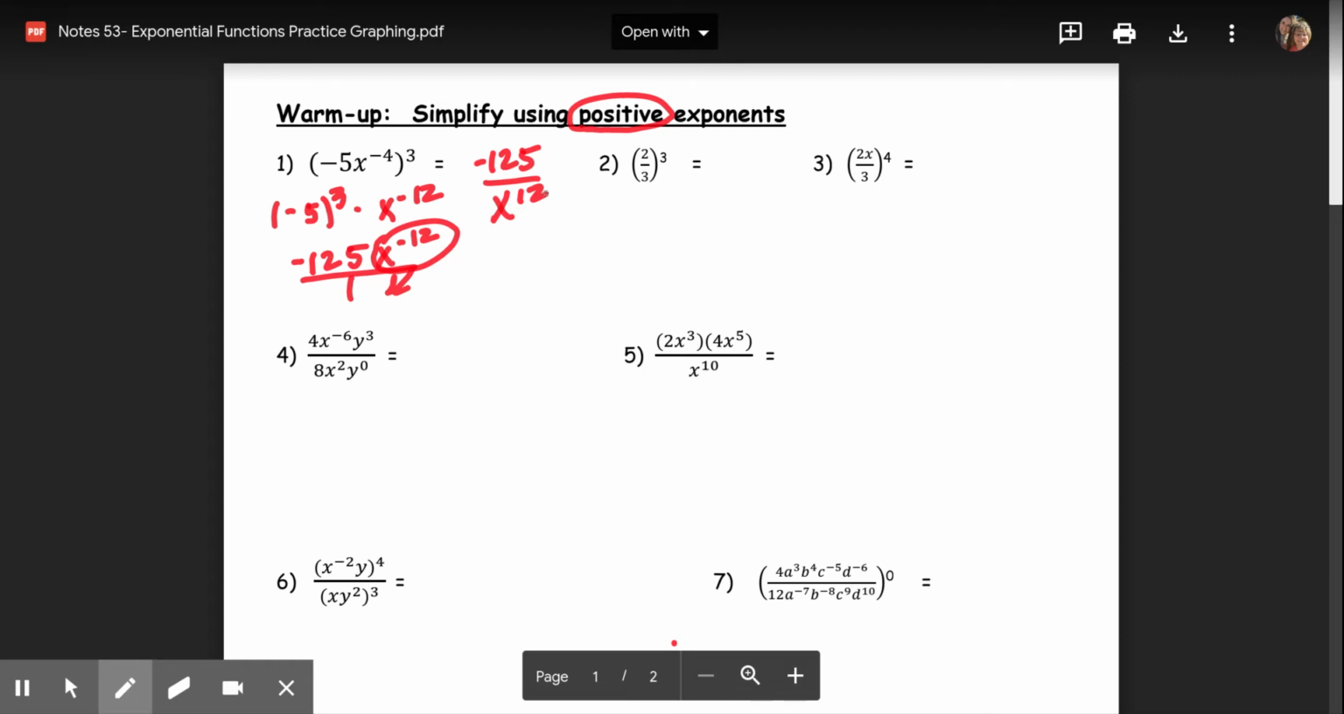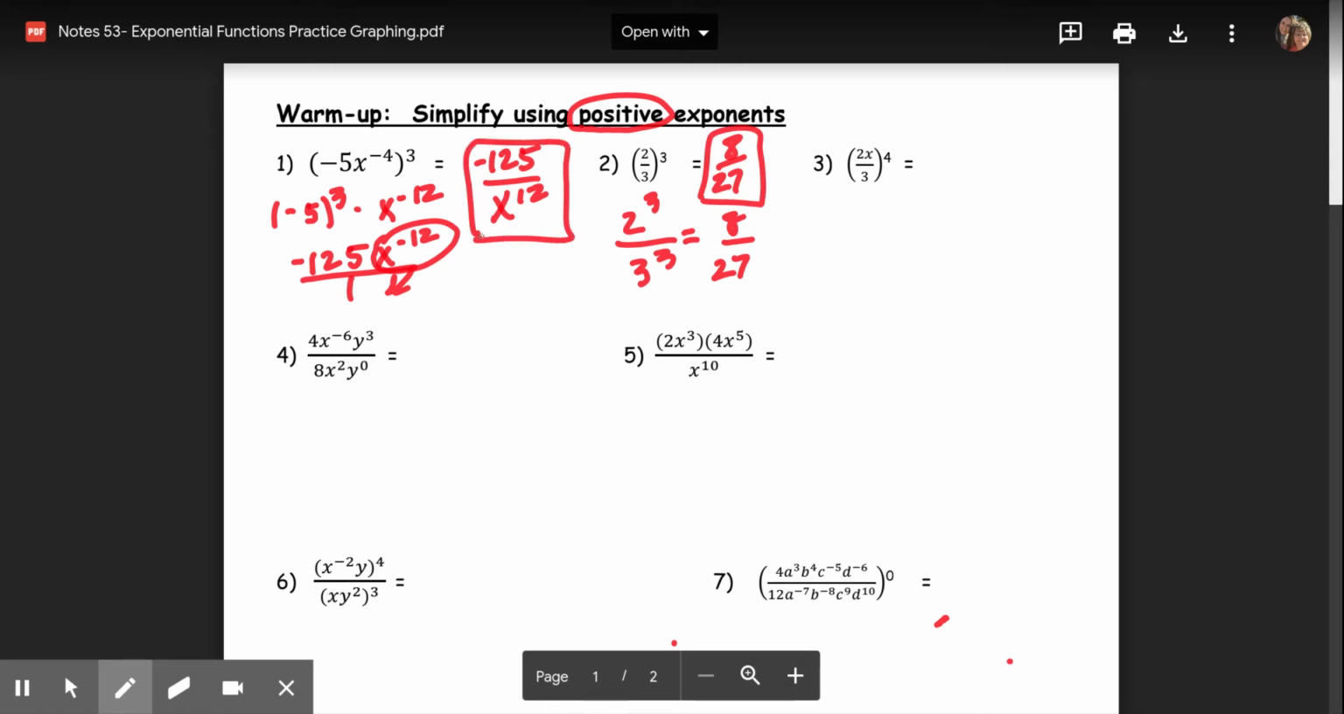Problem 2, you're going to take both the numerator and denominator and cube it. So it will look like 2 cubed divided by 3 cubed. So 2 cubed, 2 times 2 is 4, 4 times 2 is 8. And 3 cubed, 3 times 3 is 9, 9 times 3 is 27. And that's not going to be able to reduce anymore. So your final answer would be 8 over 27. Let me go ahead and box these in so you can see the final answer.